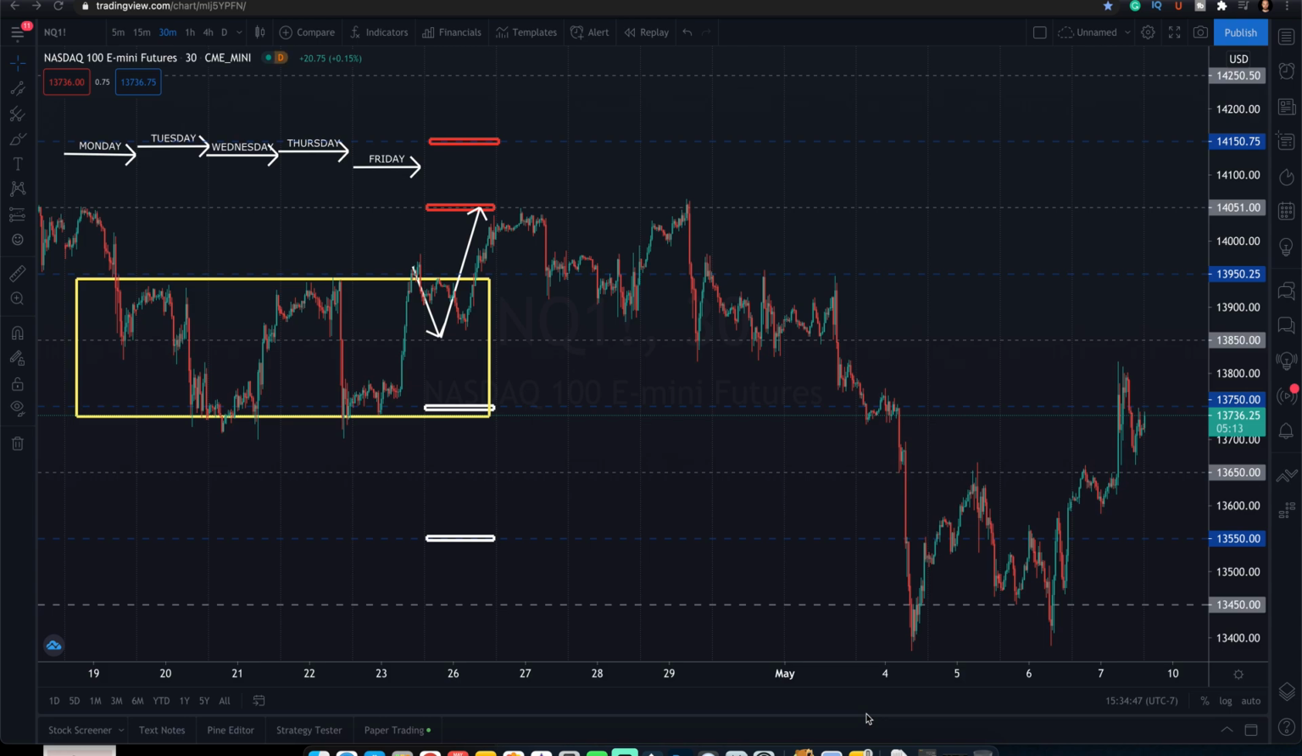My job today is very important, and that is to identify the best trading levels for tomorrow, which is going to be May the 10th.